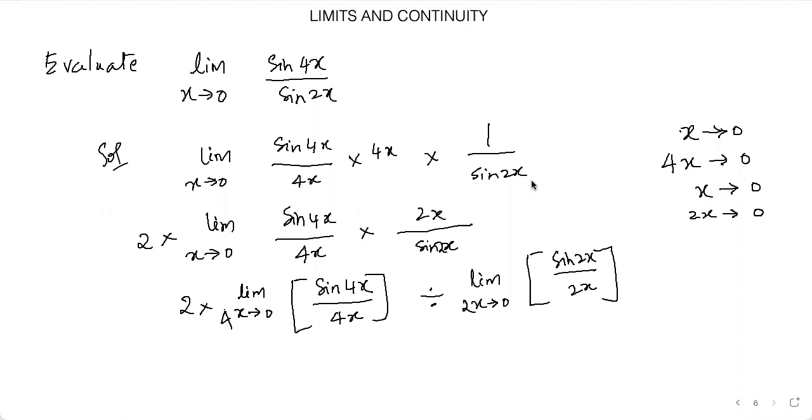Right, now we know that this will be 1, and this is also 1, as x tends to 0, and 4x also tends to 0, and 2x also tends to 0. So we get that result as 2.